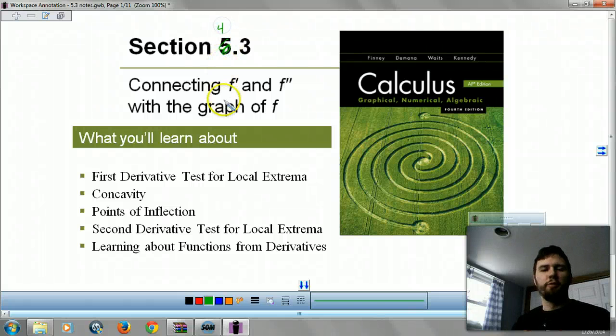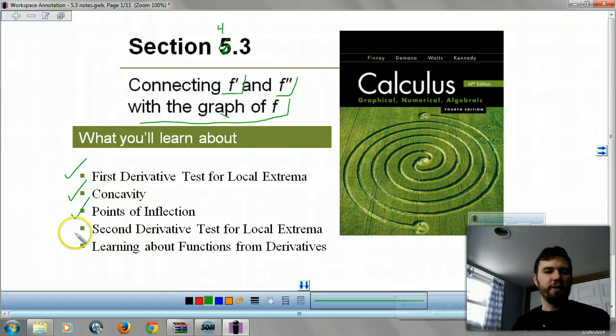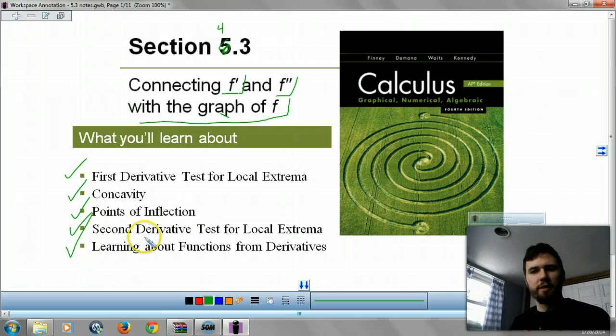Today we're looking at 4.3, connecting the graph of f prime and f double prime with the graph of your original function. We're going to learn the first derivative test, concavity, points of inflection, and the second derivative test, and we're going to have fun learning about functions and derivatives.